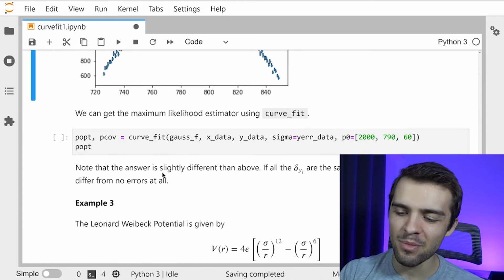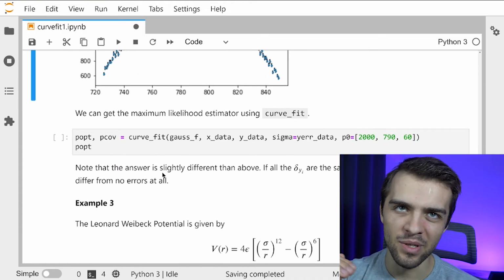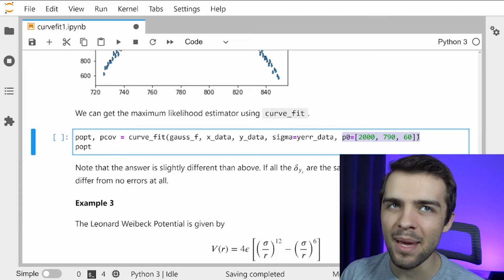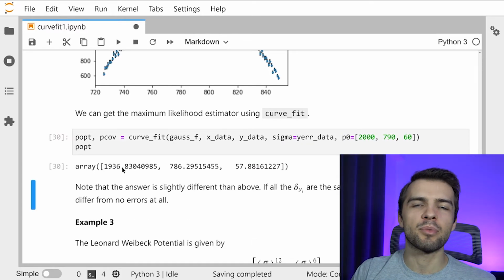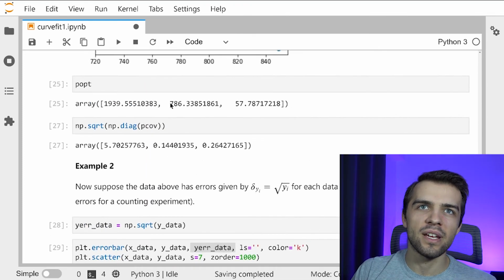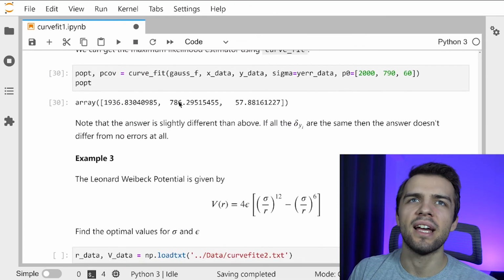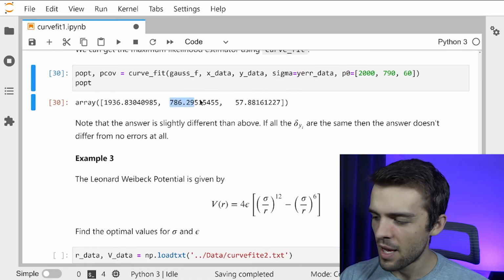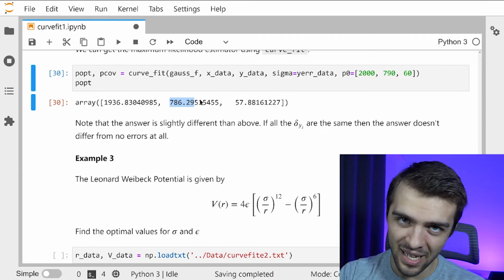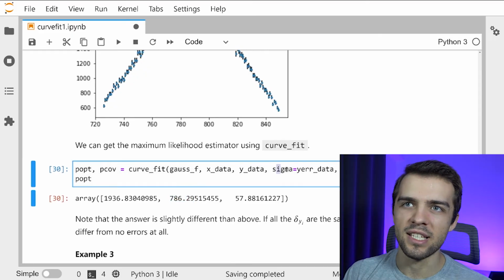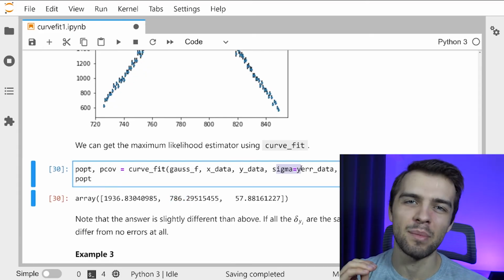So we can get the maximum likelihood estimate for A, mu, and sigma using curve fit. I just have to give this additional argument, sigma equals y error data. I give the same initial guesses, and I can get my optimal parameters. You can see that they differ ever so slightly from above. Here it's 786.33, and this is 786.29. So pretty close. It doesn't make a huge difference in this question, but especially when you're dealing with small data in counting experiments or other things like that, it's really important to use the sigma argument to get the maximum likelihood estimator.